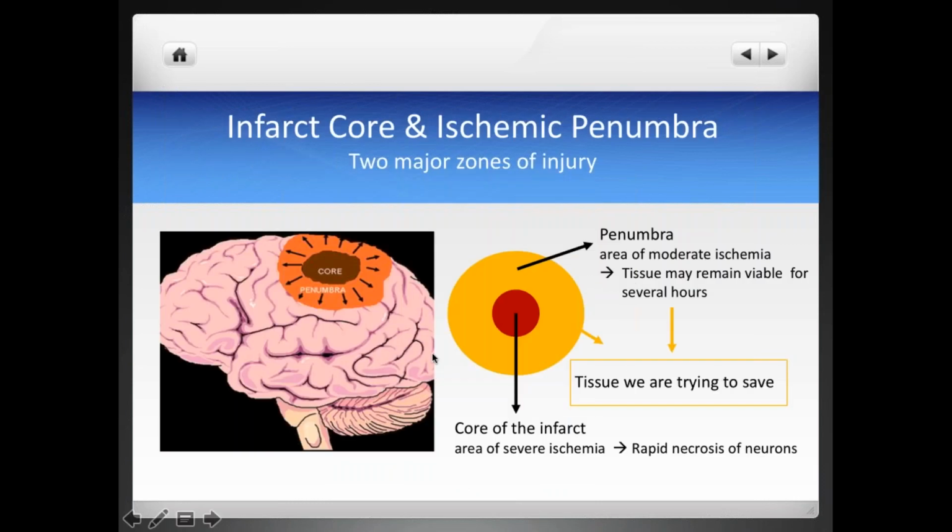At the brain tissue level, what happens in a stroke is that immediately you get an occluded vessel, in particular a large vessel that's occluded, and you're going to get an area of tissue that's going to die immediately. That's going to be the core of the infarct. That's the area of severe ischemia where the neurons are going to undergo very rapid necrosis. And that's typically not very big initially.